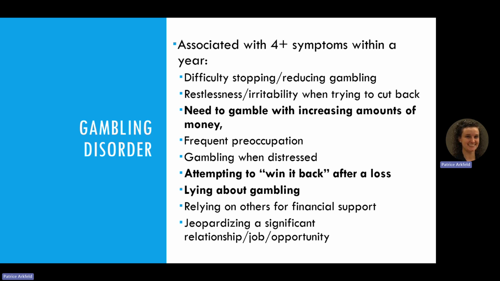There also has to be, as an option, a restlessness or an irritability when someone tries to cut back, like they are on edge in relation to the change in their behavior. Almost always the required symptom is a need to gamble with increasing amounts of money. So the individual is going to start gambling more money than what they have available. So we're talking about taking out extra mortgages on their homes, taking out high risk loans, maxing out credit cards, that sort of stuff to gamble because of that increasing amount.